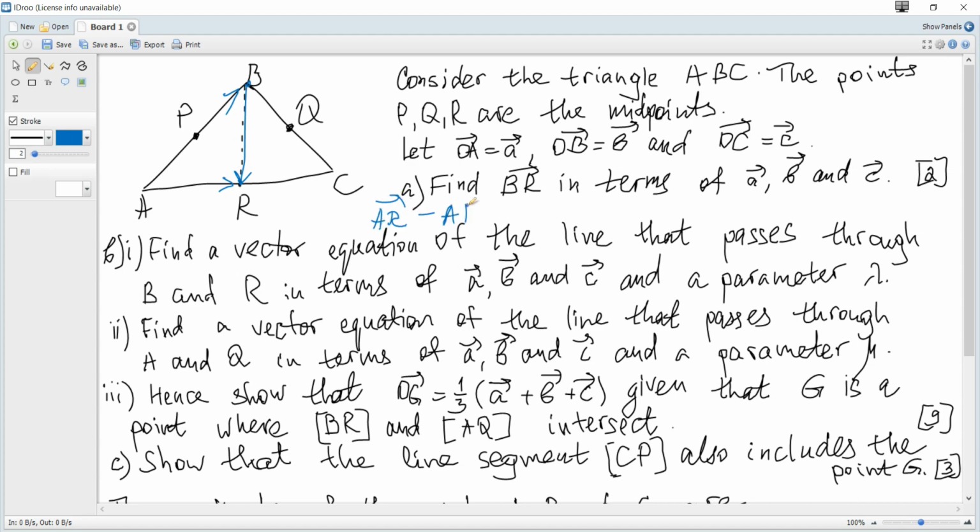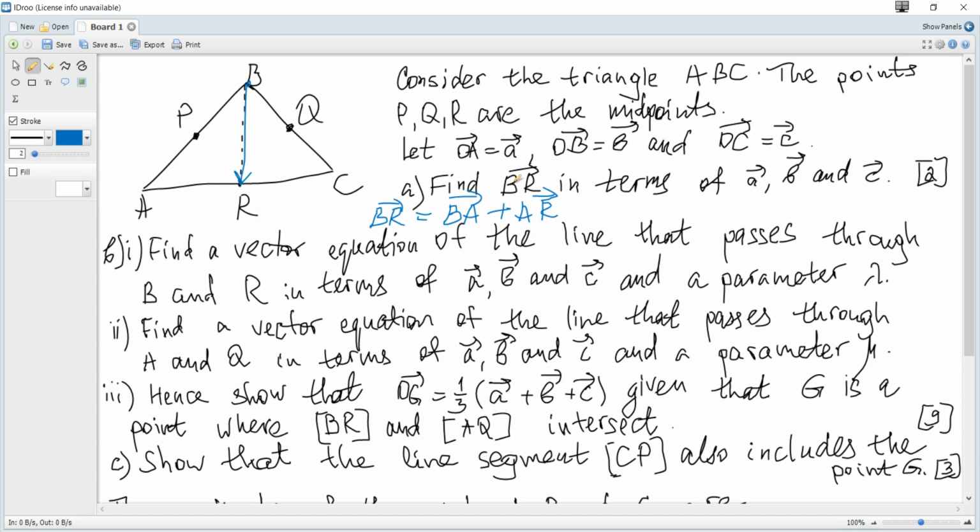minus vector AB, or you may use the triangle rule for the sum, and you may write that vector BR is vector BA plus vector AR. But we don't know BA and AR, and we need to find them.